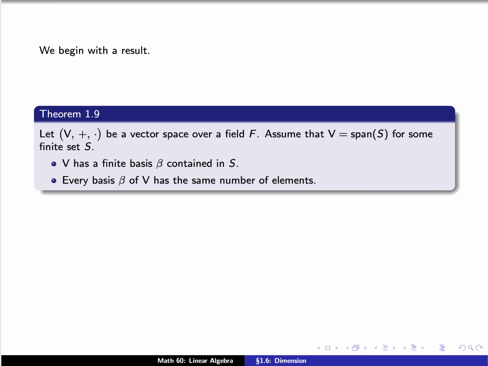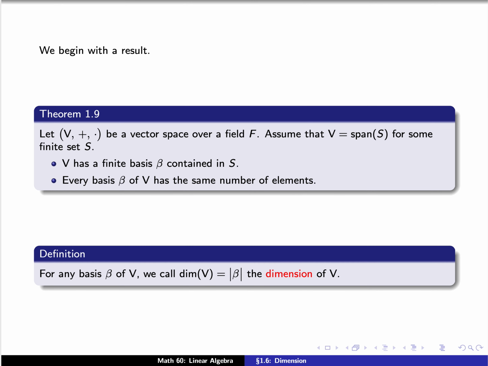Let's let V be a vector space and say that V is spanned by some finite set S. First, V has a finite basis beta contained in S. And second, every basis beta of V has the same number of elements. Well, if we have a basis, then we count the number of vectors in that basis. That's what we call the dimension. So again, the dimension of a vector space is the number of elements in a basis. It doesn't matter which basis you choose because every basis of V has the same number of elements.